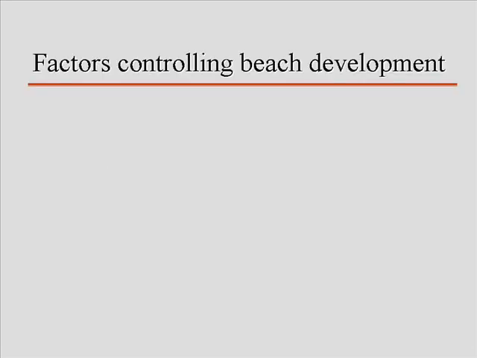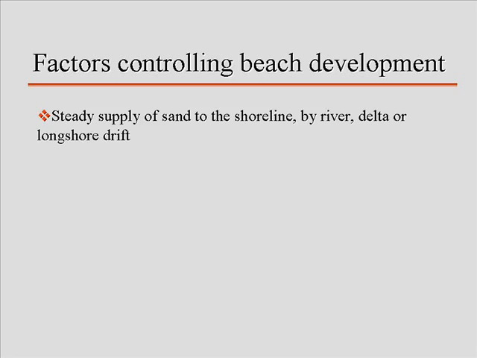All right, let's first of all talk about factors controlling beach development. Now, these are the most important ones, okay? Number one, you need to have a steady supply of sand to the shoreline. And the sand can come in through a number of traditional ways: by river, by delta, or by longshore drift. Along our parts, sometimes the sand is coming in by a dump truck. If you think about it, you'll understand what that's all about. The idea is sand-sized sediment must get to the shoreline.